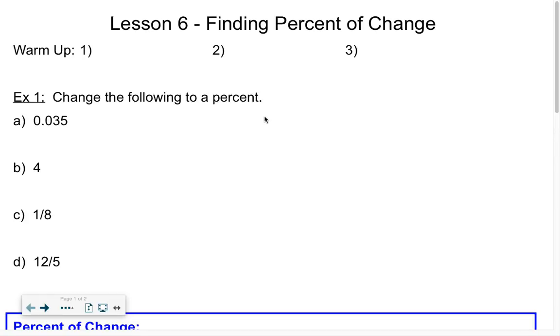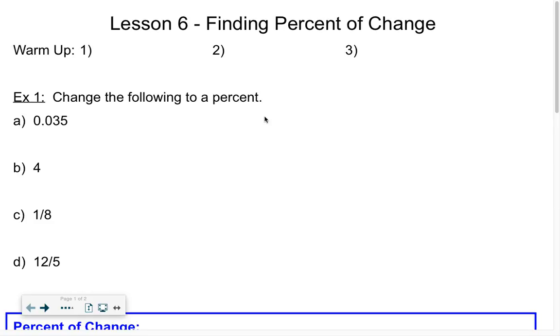So for lesson 6, we're coming back to those two warm-up problems where we were finding what's 30% of 40 and so on. We're dealing with percent of change. We start off pretty basic. If we look at example 1, we want to change each of the following to a percent.